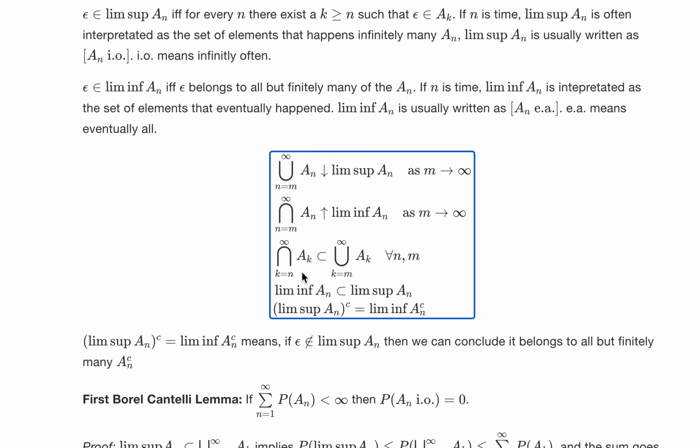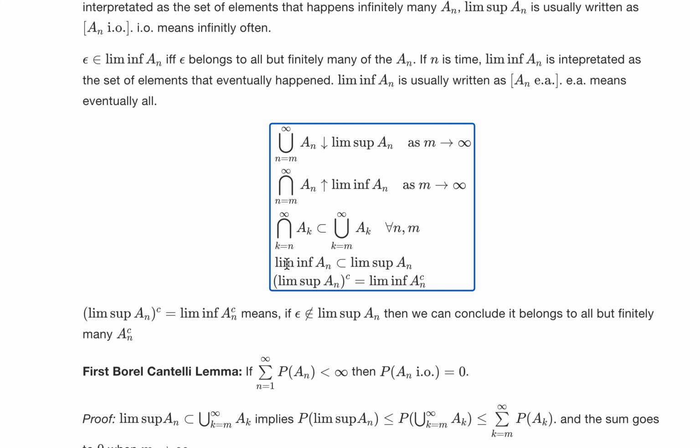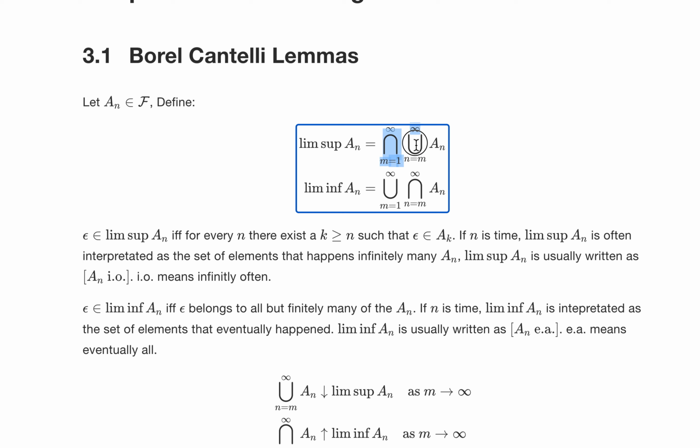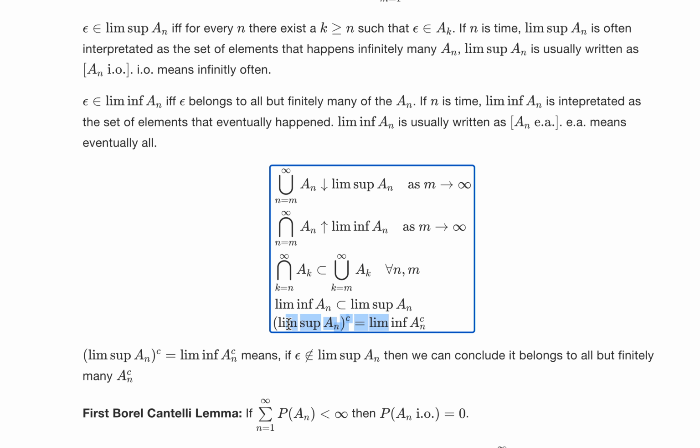And also, what we can see is that the intersection of A_k is always a subset of the union of A_k for all n and m. So the liminf of A_n is always a subset of the limsup of A_n, and the complement of limsup of A_n is actually the liminf of A_n complement. When we take the complement of the set, all the unions and intersections just change signs, becoming intersections and unions, and the inside becomes the complement. So that's this one.